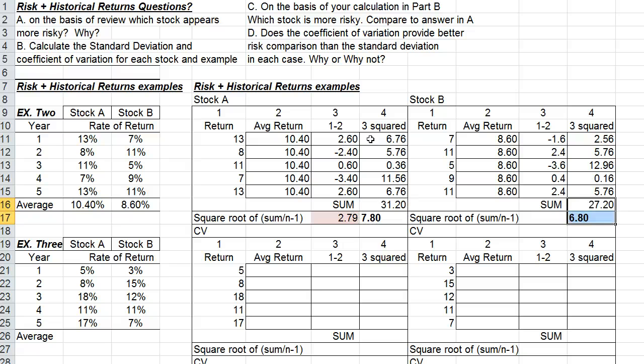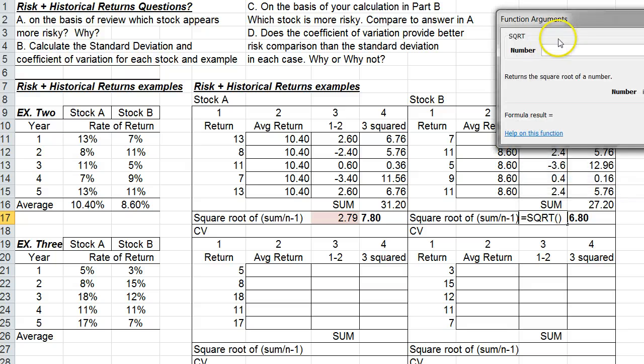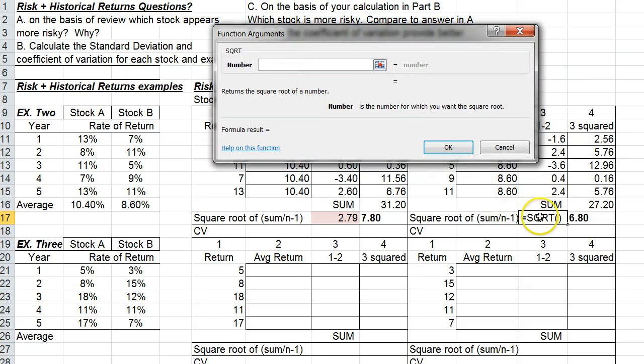And then I'm going to again find the sum. And then I'm going to divide the sum by n minus 1, which again is 4, because there are 5 observations, so n is 5, and minus 1 makes it 4. So 27.2 divided by 4, and then I'm going to put in the formula for square root. Pop up my function box here for square root.